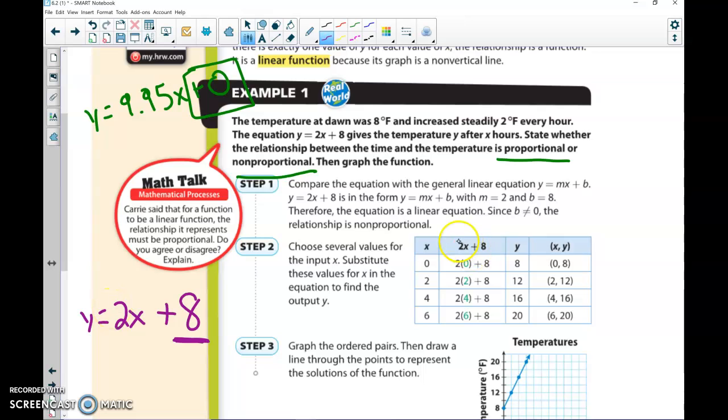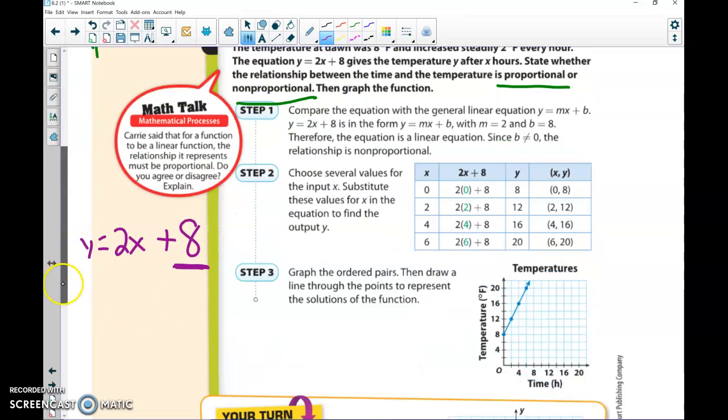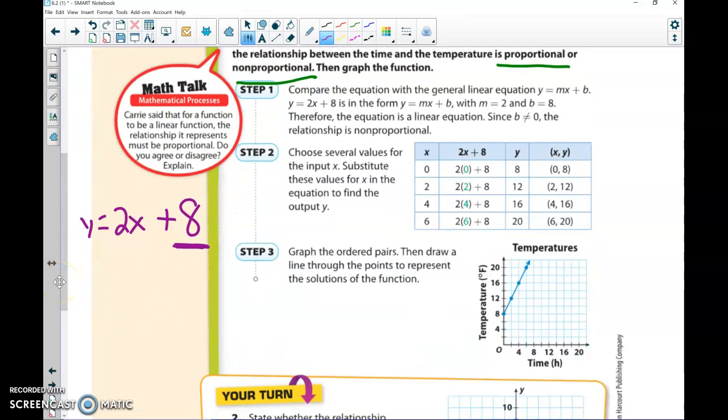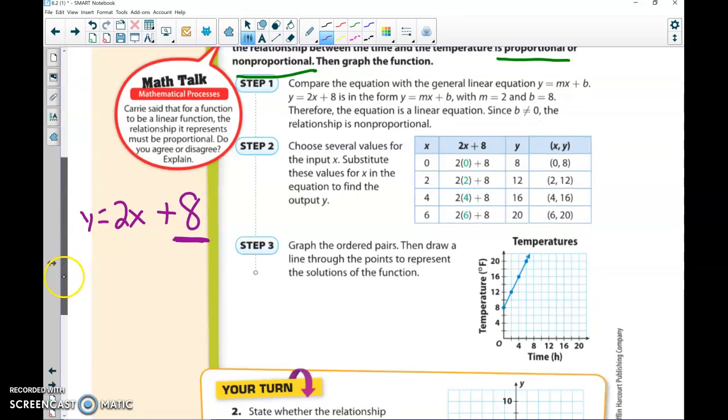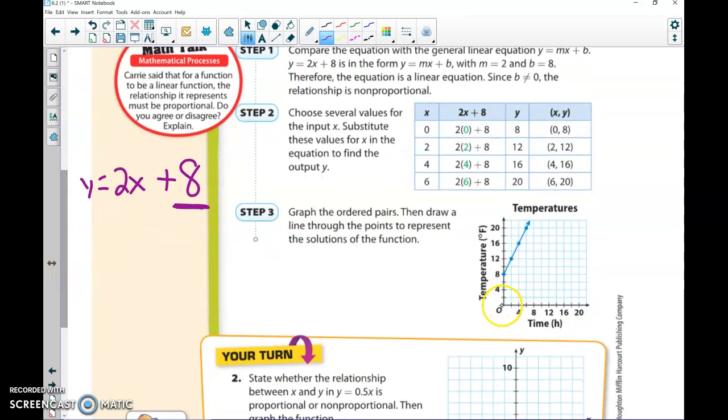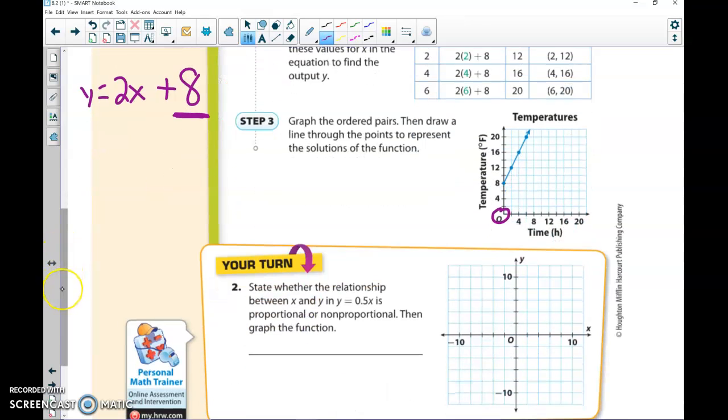And then it's kind of the same thing here. So then if you wait 2 hours, it's going to be 12 degrees. You wait 4 hours, it's going to be 16 degrees. You wait 6 hours, it's going to be 20 degrees. And they go ahead and did the graph for us there. So we could see it's a straight line. So it is linear, but it didn't ask if it was linear. It asked if it was proportional. And since it does not start at 0 right there, we're going to say no, it is not proportional.